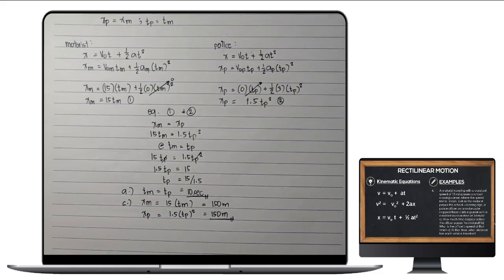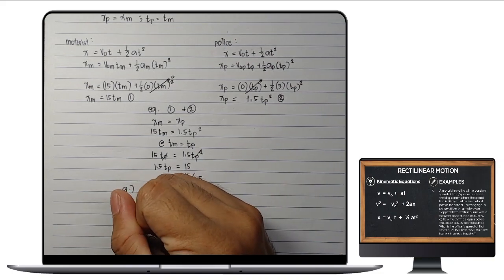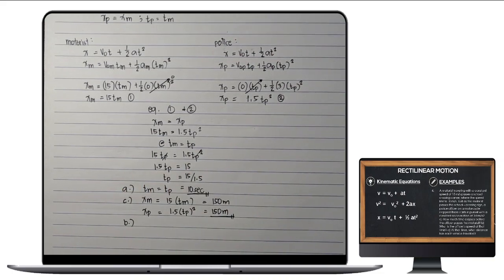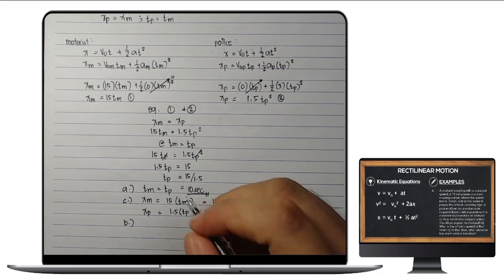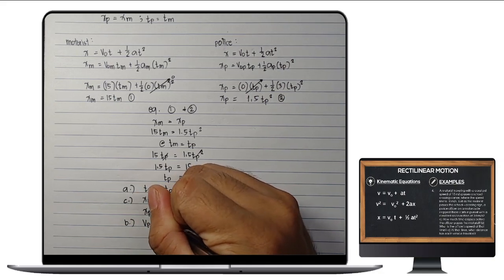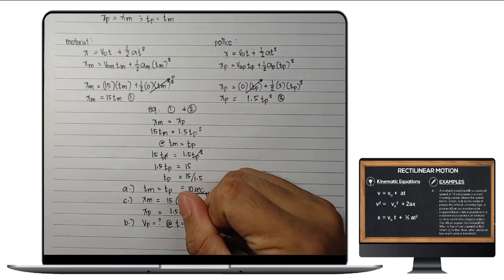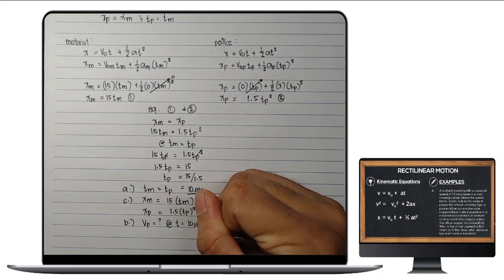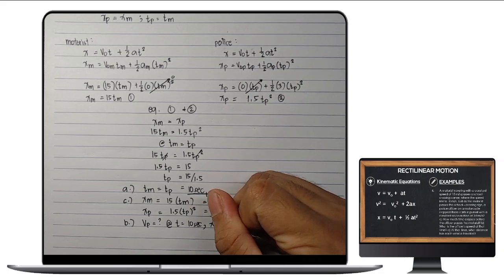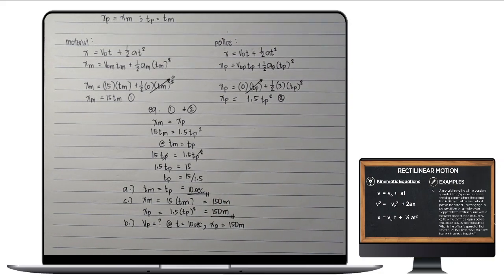Okay? Then for letter B, let's look at letter B. What is the officer's speed? So, we are finding the speed of the police at that time. That is simply at t equal to 10 seconds and x sub p equal to 150 meters. So, we'll be using these values.